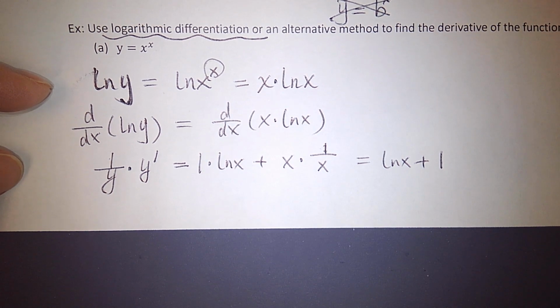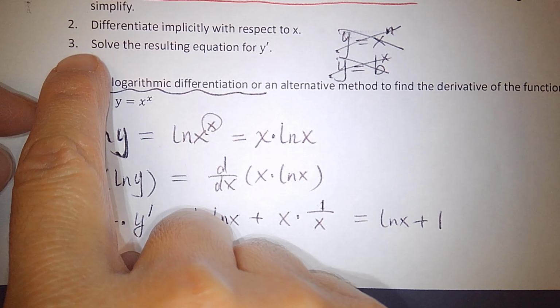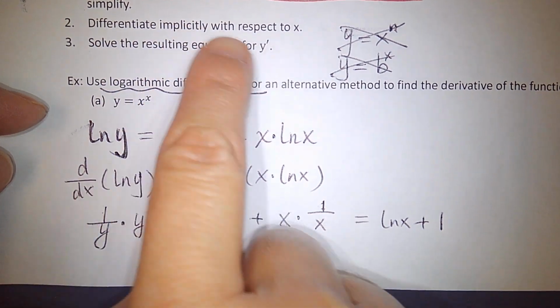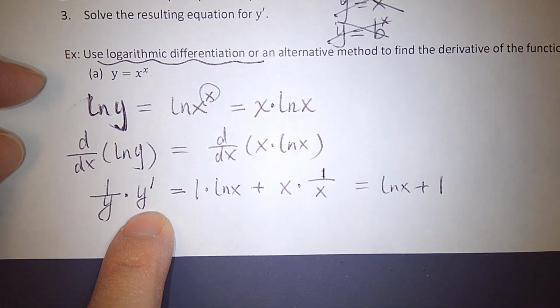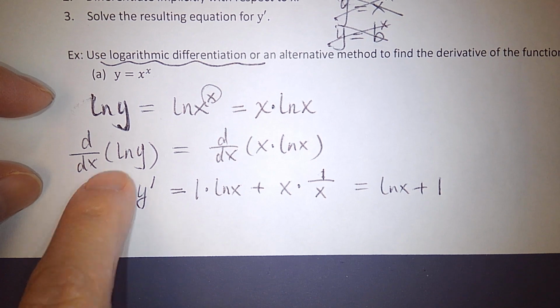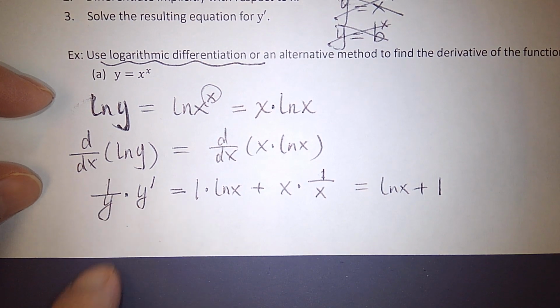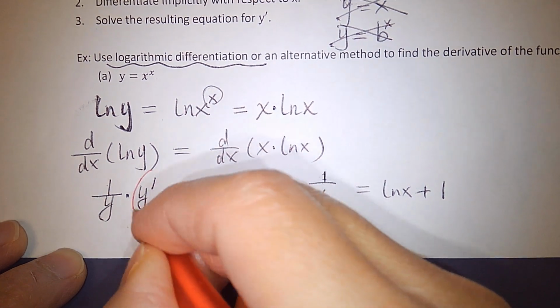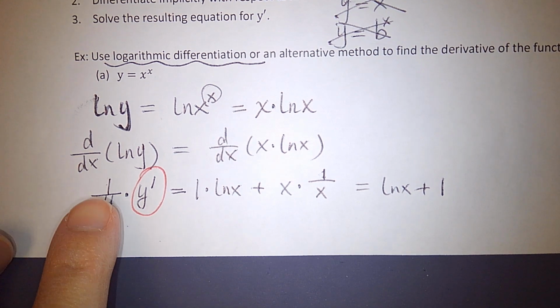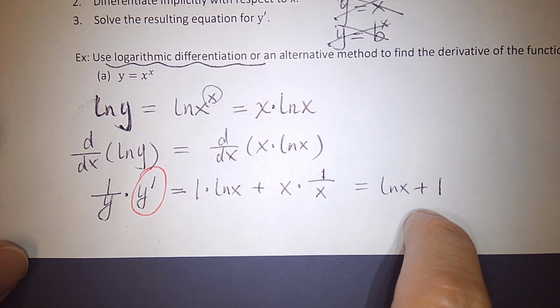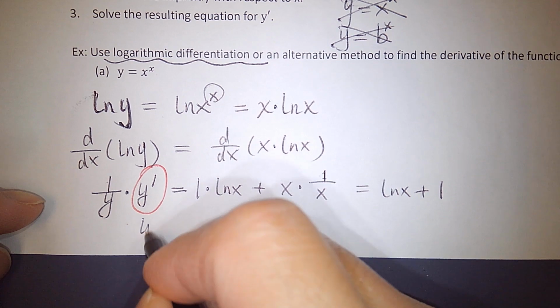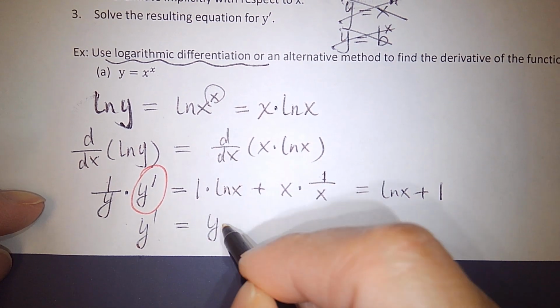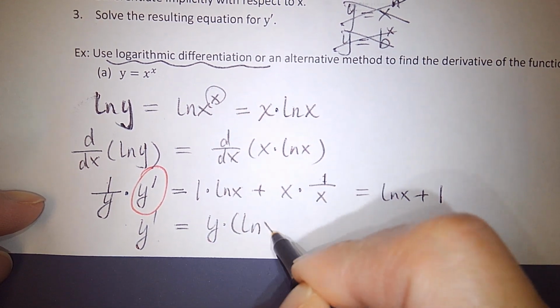Are we done for the function? No! Step 3, solve the resulting equation for y prime. Now on the left hand side we have 1 over y times y prime. How to isolate y prime? Multiply by y on both sides. So y prime equals y times ln x plus 1.